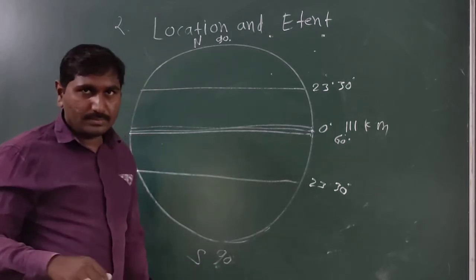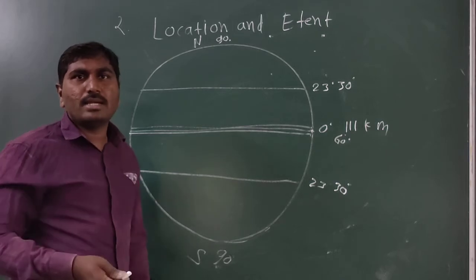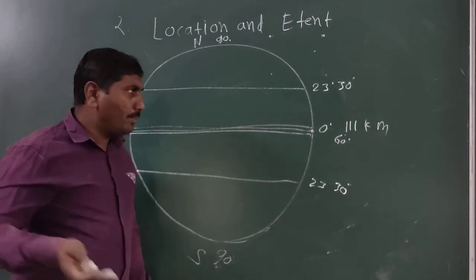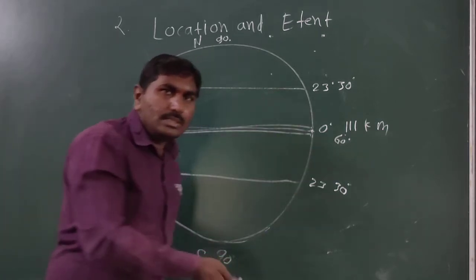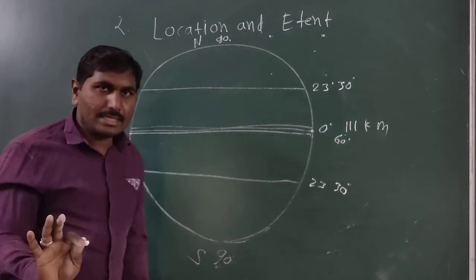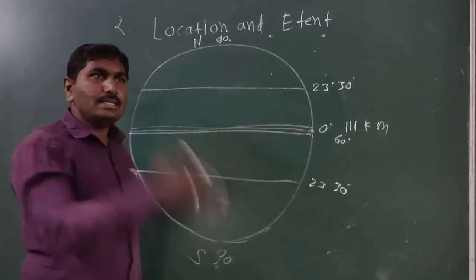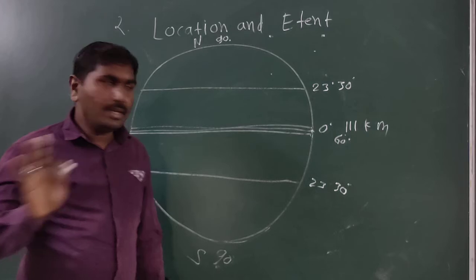Like Google Map, when we share our location, Google Map shows the latitudinal and longitudinal extent. So then we can easily understand the precise location of anyone.